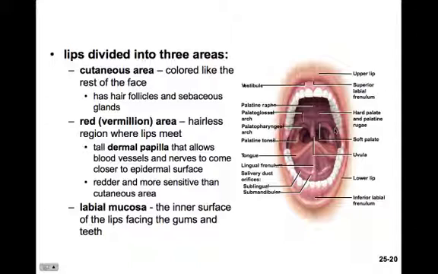The red portion of the lips is where the lips meet. It's the area that we might put lipstick on. They have tall dermal papilla, which allow the blood vessels and nerves to come very close to the surface. This allows them to be much more sensitive and also lends to the red color. The labial mucosa is the inner surface of the lips, facing the gums and teeth.